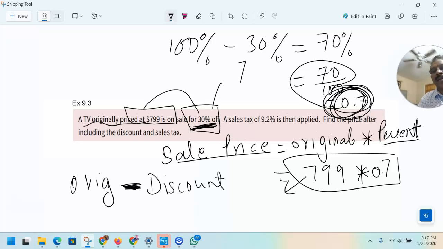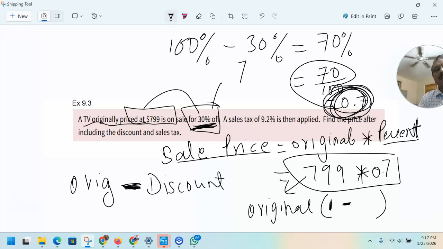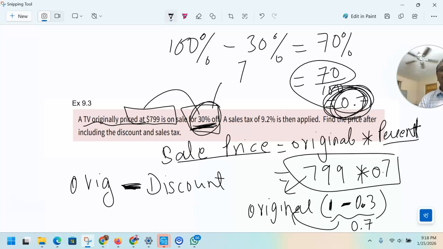Also, that's another way to do it, because it is like original times, basically, 1 minus this 30%, which is 0.3. So you're taking away from 1, and you end up getting 0.7. You multiply and you get the sale price. So I hope this additional method is helpful.